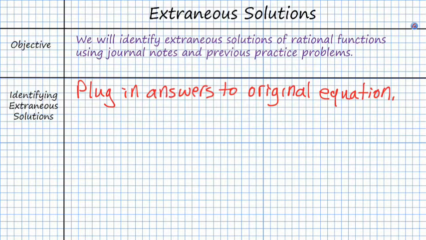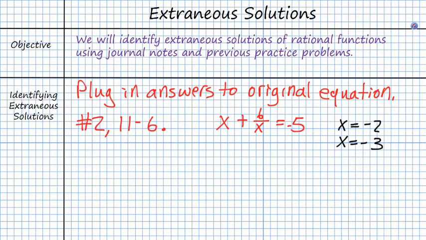All right, so I want to go back to number 2 from 11-6. And this problem is x plus 6 over x is equal to negative 5. And what we found is that our solutions to this could potentially be x equals negative 2 or x equals negative 3. Okay, so we plug in each of these numbers and we see if they work.